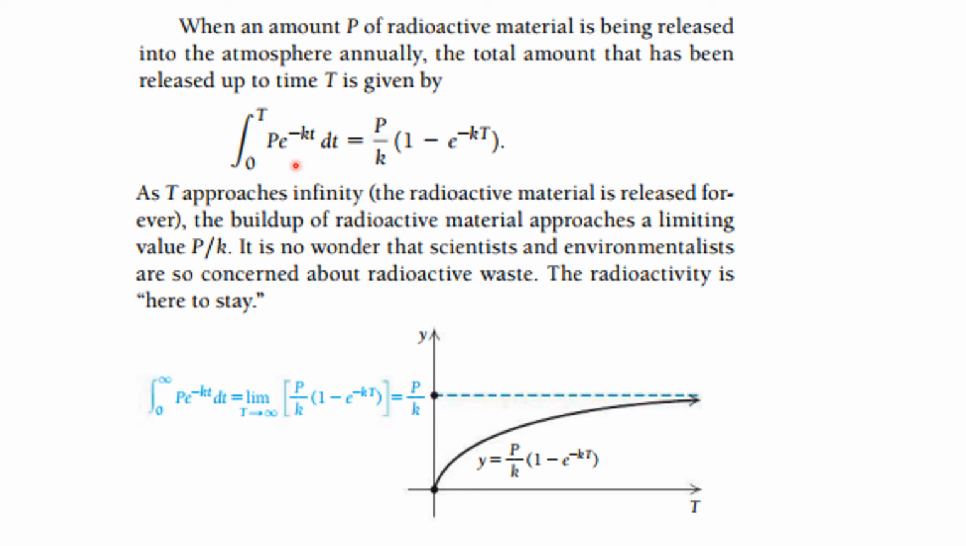Now, we're integrating a similar kind of thing, but a different application. This was a life science application that we talked about, when an amount P of radioactive material is being released into the atmosphere annually. And even though the radioactivity decays, the same calculation we talked about was this. So as T approaches infinity, with the radioactive material released forever, the buildup approaches P over K. You see, it never goes away. It's here to stay. That's why scientists and environmentalists are so concerned about what to do with radioactive waste.